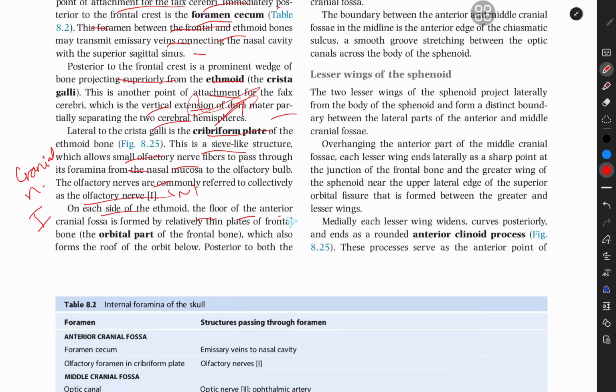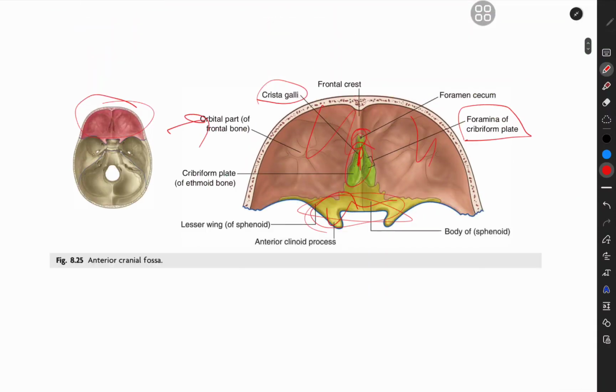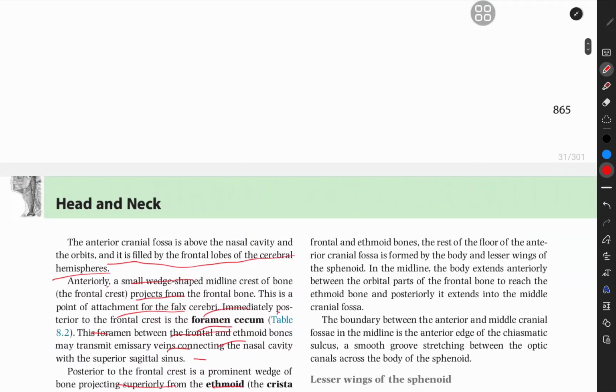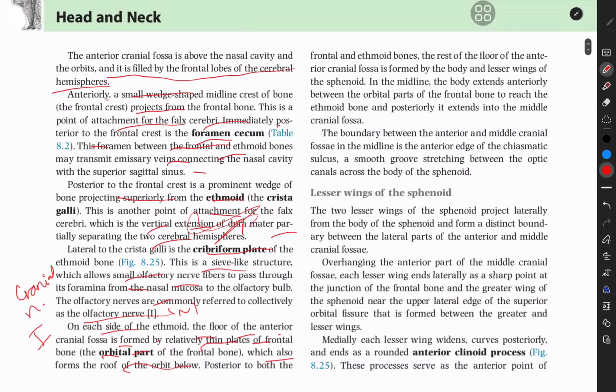On each side of the ethmoid, the floor of the anterior cranial fossa is formed by relatively thin plates of frontal bone, the orbital part of the frontal bone, which also forms the roof of the orbit below. This orbital part, so right directly inferior to this area are the eyes or the orbital cavity.